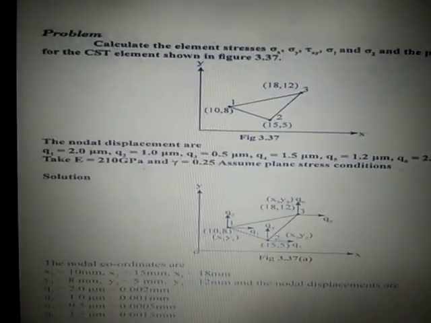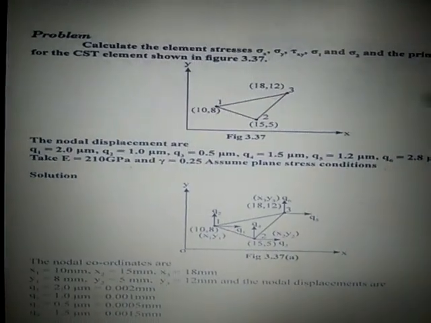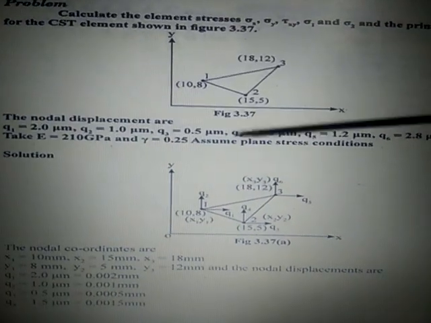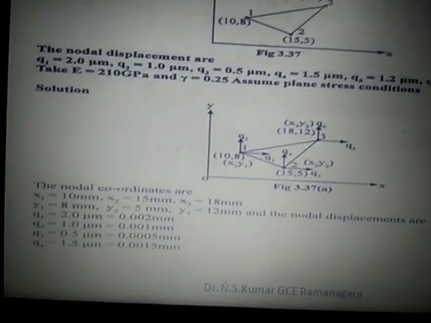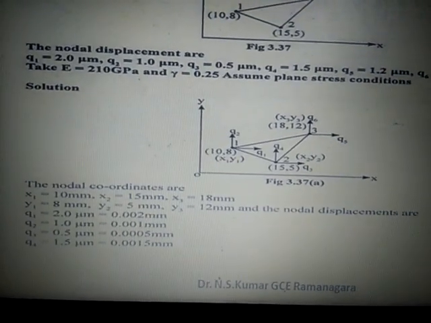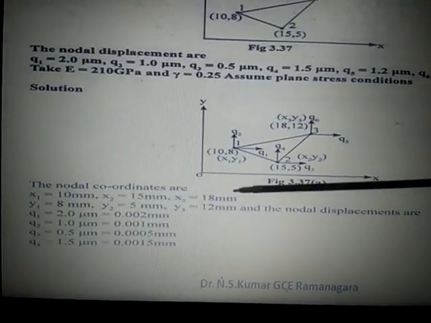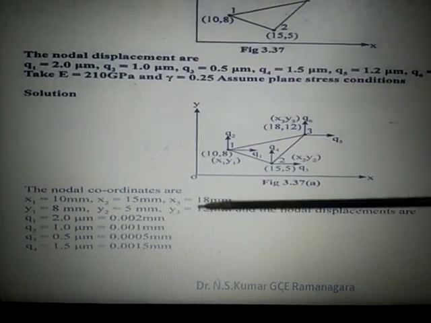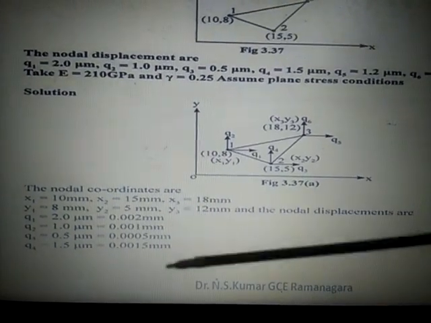at each node, meaning each node will move by very small displacements. Here the Young's modulus is given, mu is given, and assume plane stress condition. It means first you enter the given data. I am showing you, enter all these nodal coordinates x1, x2, 18 mm, x3, y1, y2 and the nodal displacements. All are in 2.0 mu m, which means 0.002 mm. Everything you please convert to millimeters.